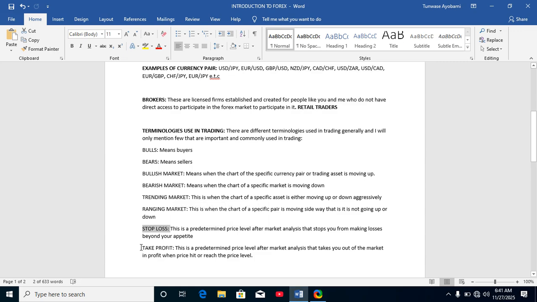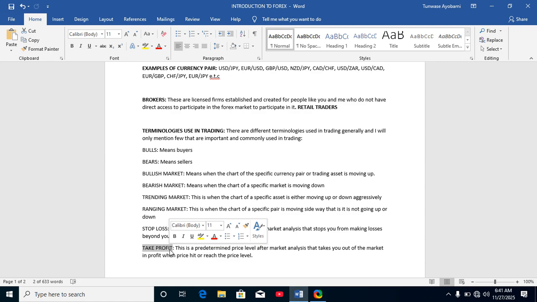Now take profit also. What take profit does is similar to stop loss, but this time around it stops your profits. Do you understand? Let's say this time around, CAD CHF. You say you want to sell CAD CHF. When you analyze the market and you click on sell, the market favors you and starts selling immediately. As the market starts to sell, it starts going down.